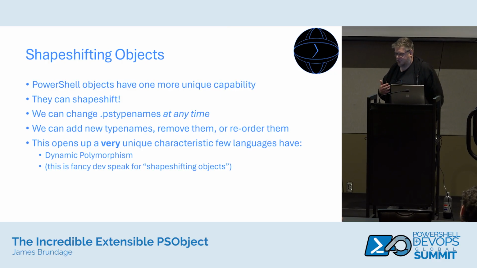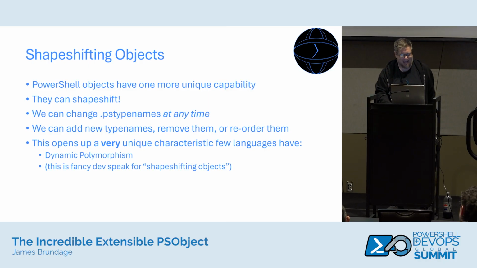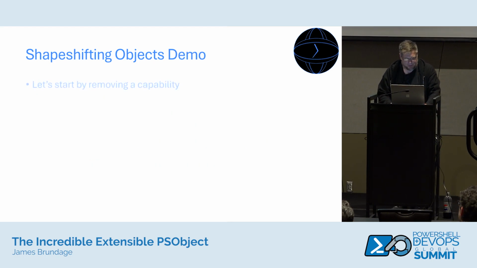So in the grand tradition of PowerShell trying to make things easier, yes, you can remember this as dynamic polymorphism if you'd like. If you end up ever talking to a C++ developer about why PowerShell is worth giving the time of day, you might want to mention this. But let's just all call them shape-shifting objects. It's more clear, right? Cool. It's also way fewer syllables. So let's go see this in action in a few crazy ways.